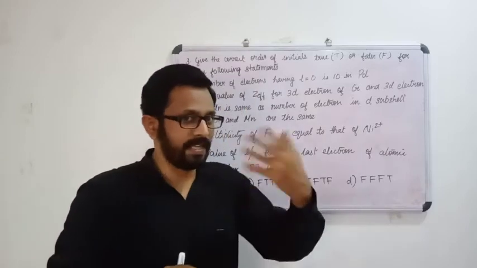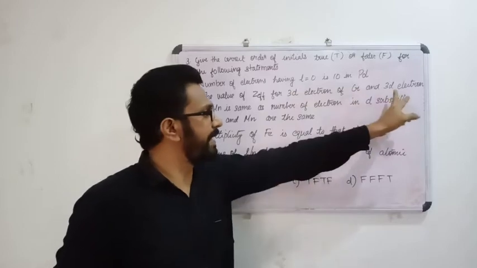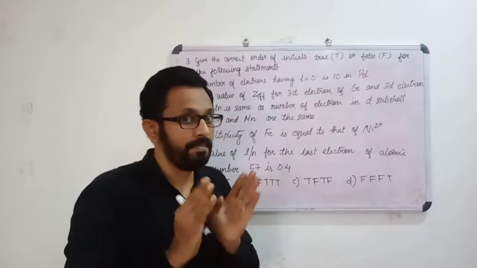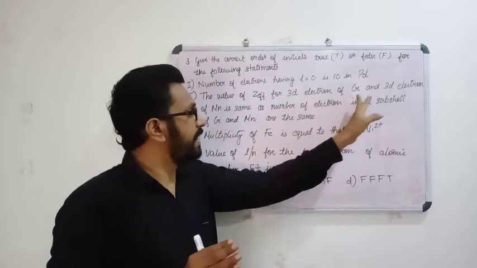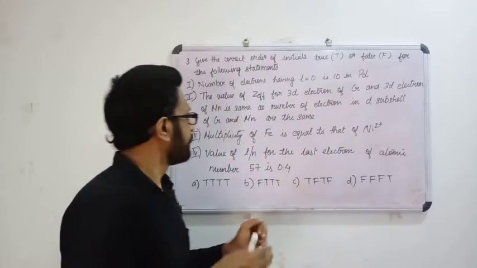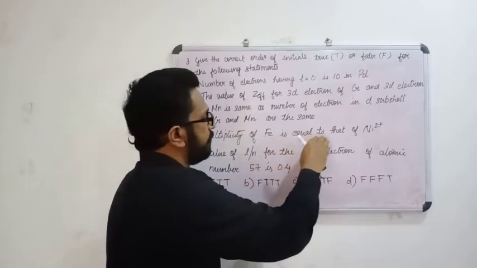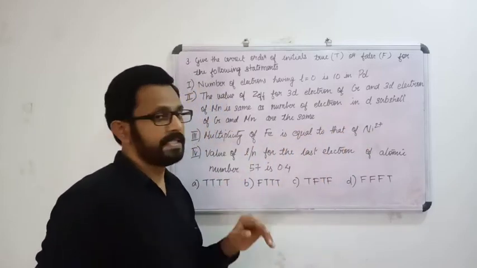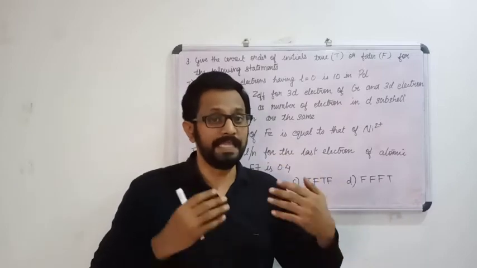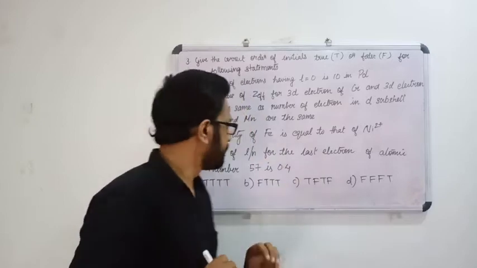Effective nuclear charge, that I will explain. The effective nuclear charge of the 3d electron of chromium and the 3d electron of manganese is the same because they both have an equal number of electrons in the d subshell. That is the second statement. The third statement is that the multiplicity of Fe is equal to that of Ni2+. Multiplicity is nothing but spin multiplicity. So the spin multiplicity of Fe is equal to that of Ni2+. That is the third statement.